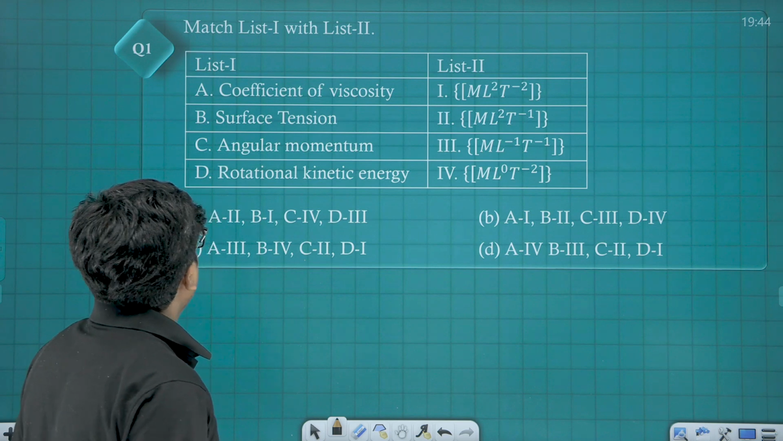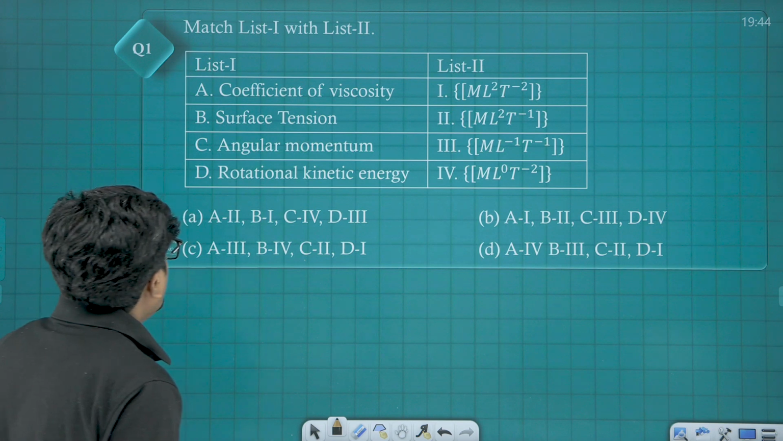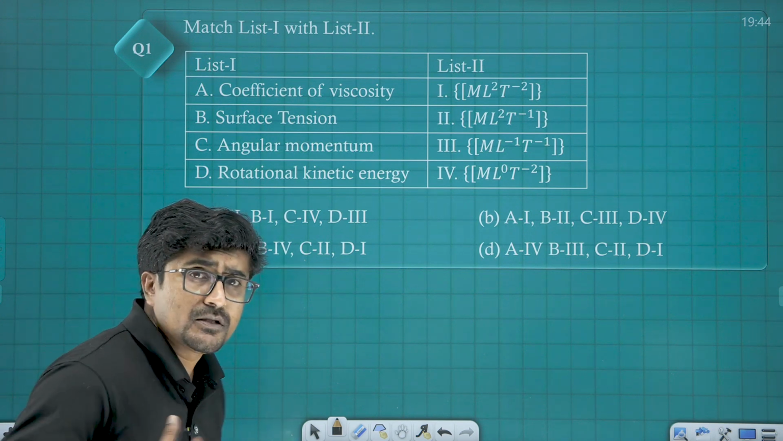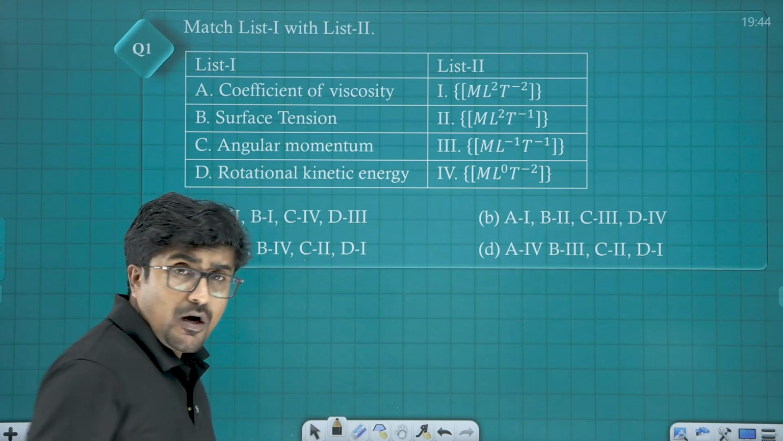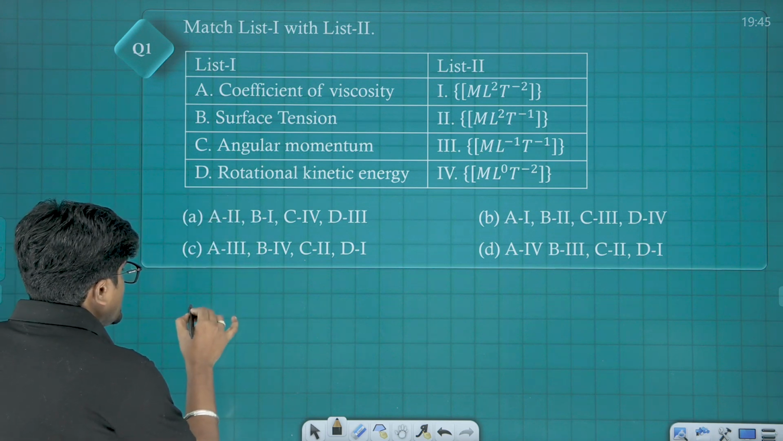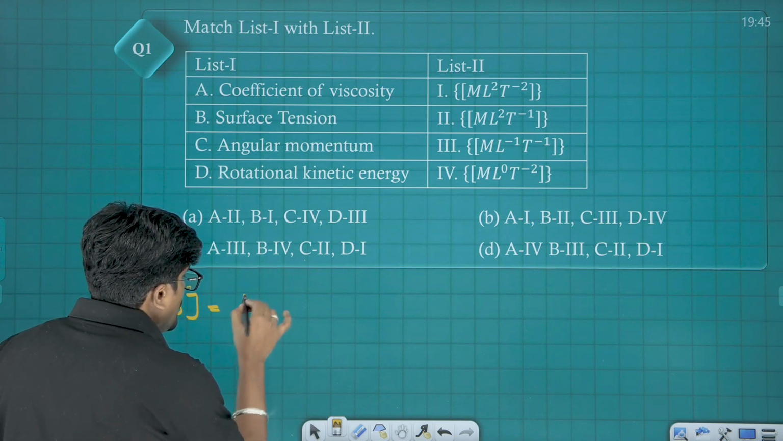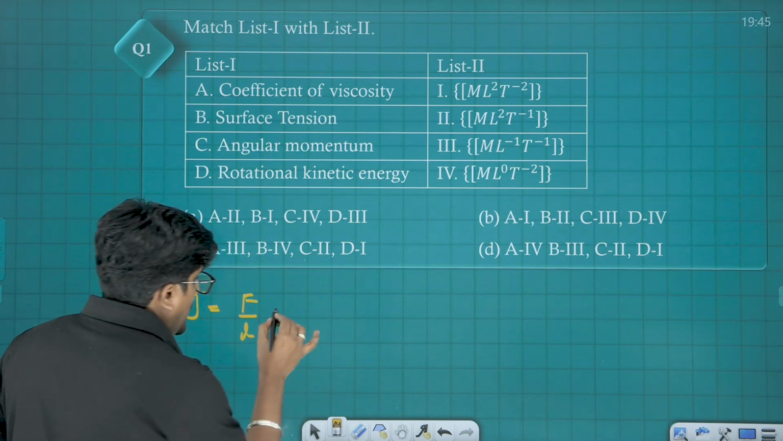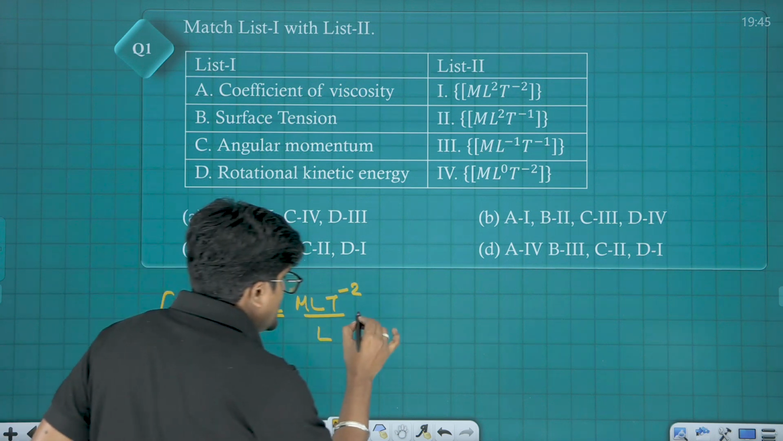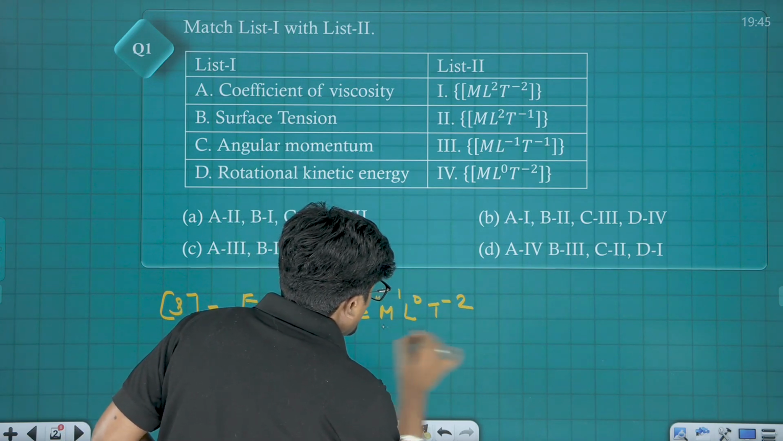It's a match the following type. Column A, in list 1, we have coefficient of viscosity, surface tension, angular momentum, and rotational kinetic energy. Personally, the easiest one to calculate the dimensional formula for is surface tension, because surface tension is force upon length. Force is M L T raised to minus 2 and length is L. So here this is M raised to 1, L raised to 0 and T raised to minus 2.